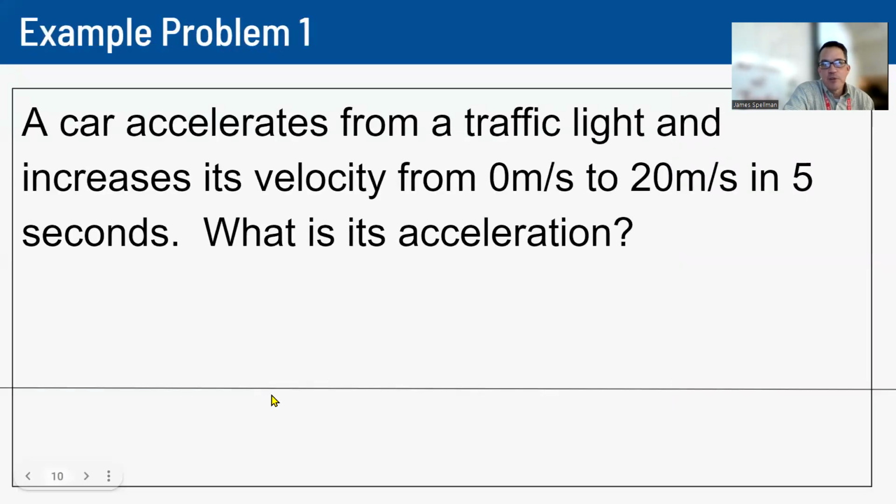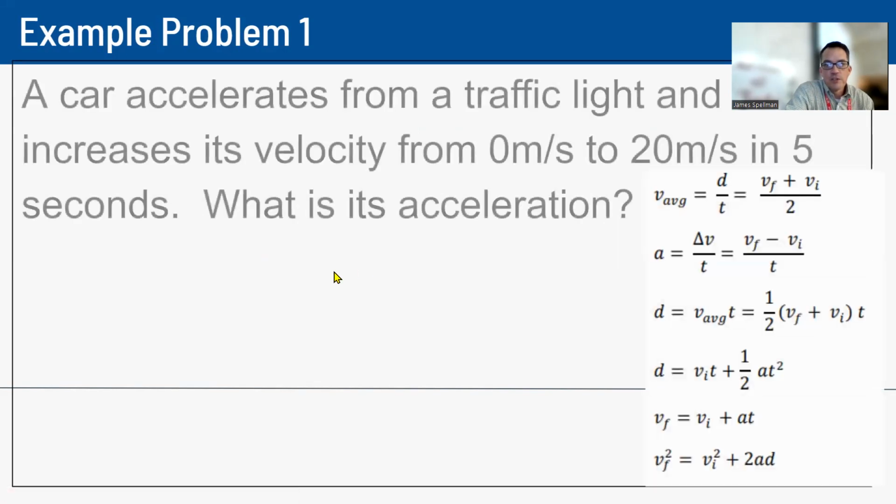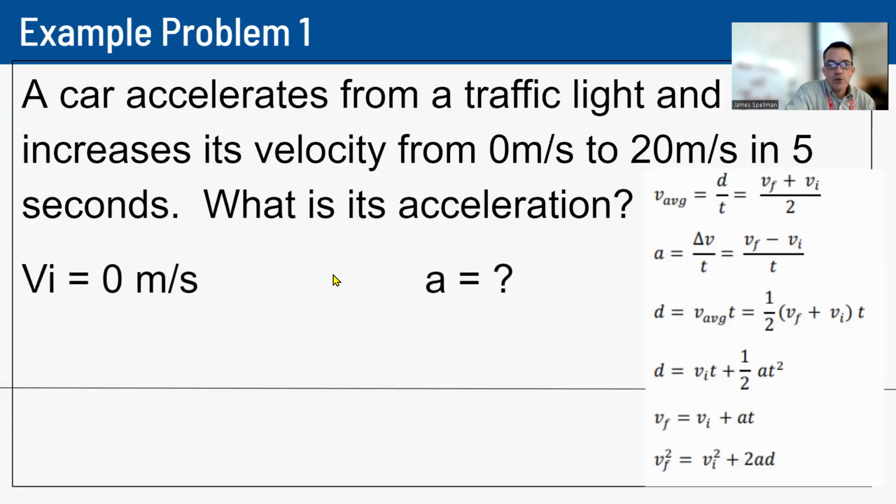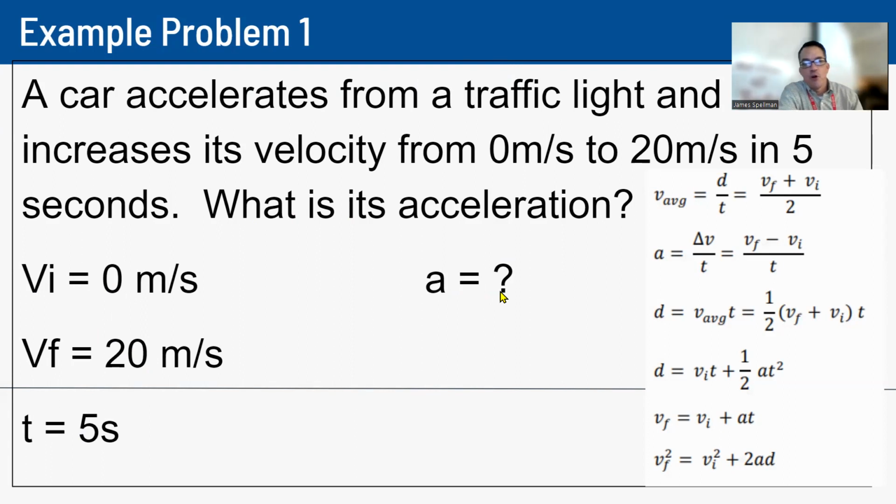So a few examples. Example number one: if we have a car accelerating from a traffic light, its velocity increases from 0 to 20 in 5 seconds. What is its acceleration? So again, step one is let's identify what it is that we know and what we do not know. We know the initial velocity was 0, we know the final velocity was 20, and we know the time was 5. Those are all given to us in the problem. And then what we're missing is the acceleration. And again, if you need to pause this so that you can write things down, please do. We'll look over here on the right-hand side to figure out which formula we need.